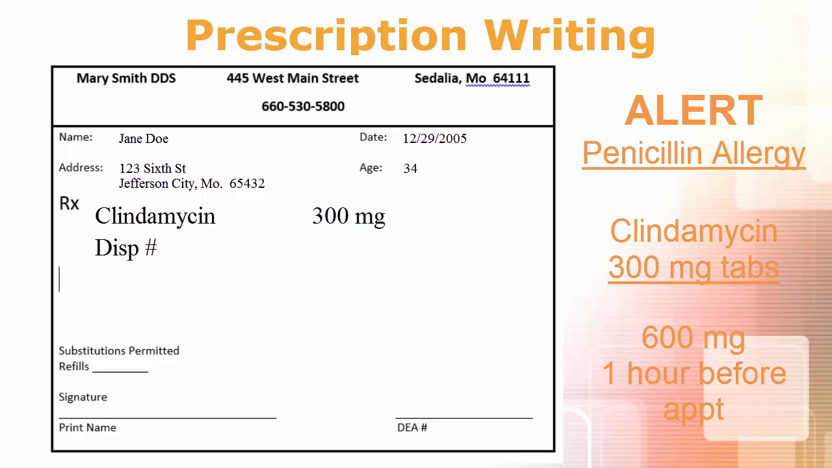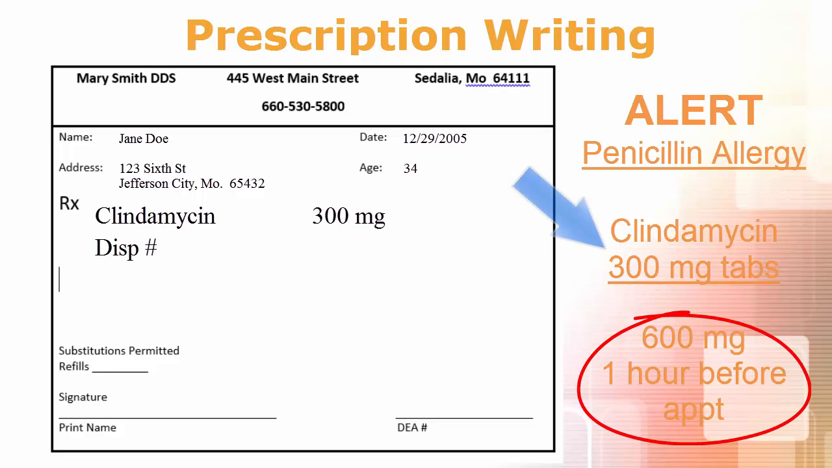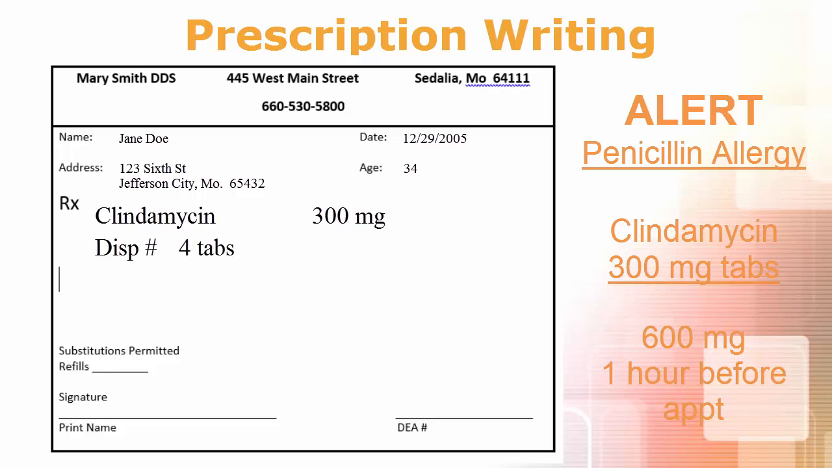To figure out how many tablets she will need, you might have to do a little math here. Since this patient is taking this for a pre-medication, she needs a dose of 600 milligrams 1 hour before each appointment. Clindamycin comes in 300 milligram tablets, so she will need 2 tablets for each appointment. Keep in mind here that she will be coming back on another day to finish her treatment, so you will want to include enough medication to cover both appointments. So in this case, she will need a total of 4 tablets to cover both appointments.